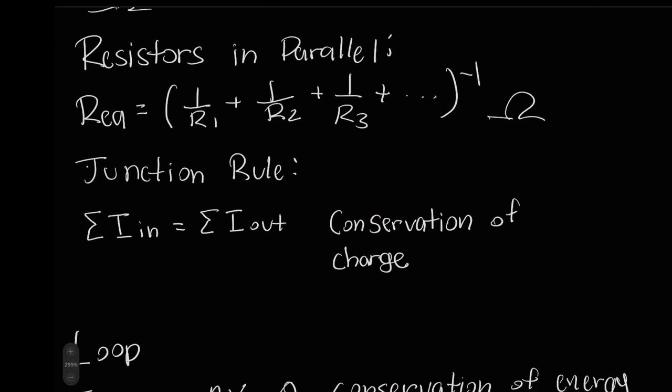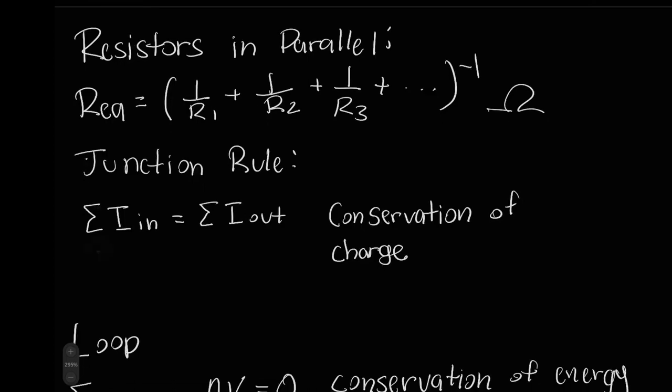Now, the junction rule is basically conservation of charge, and it states that the charges going into a junction or a node must equal the charges going out of that junction or node.